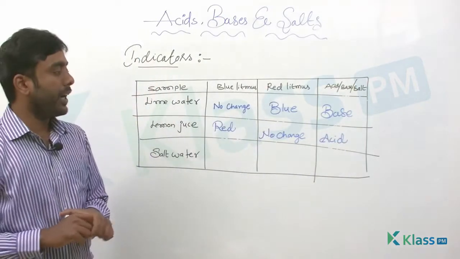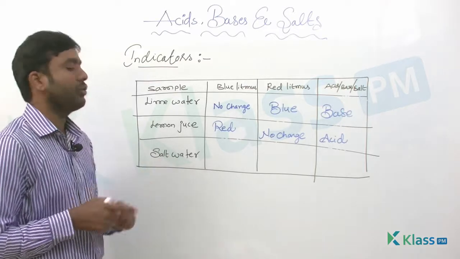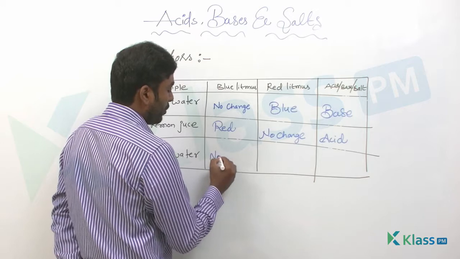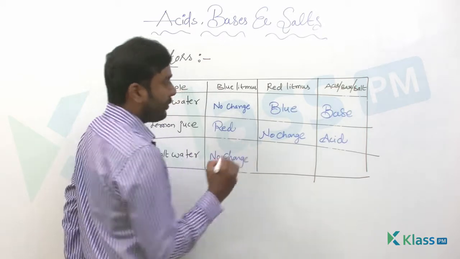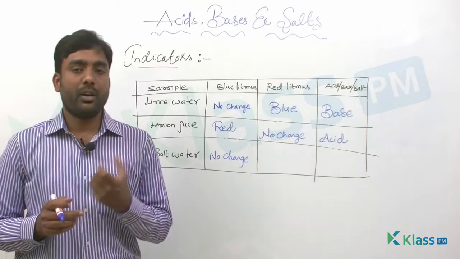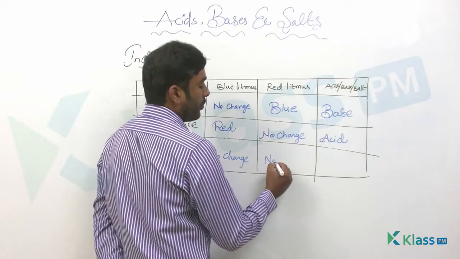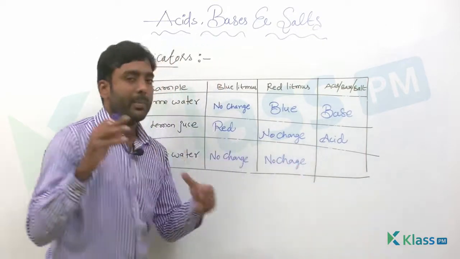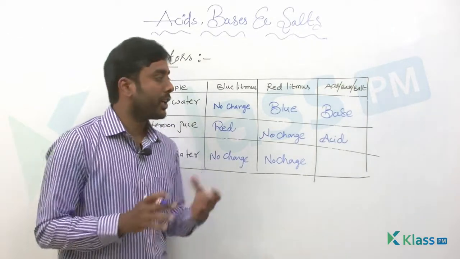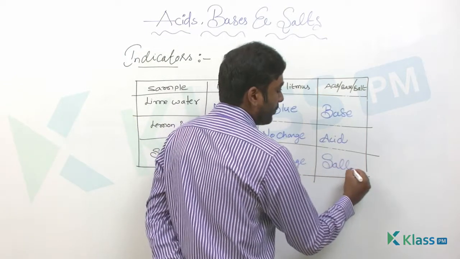Next, I have taken the blue litmus paper again and kept it in the beaker of the third solution, that is salt water. Then I found the blue litmus did not change its color. Then I have taken the red litmus paper and kept it in the salt water beaker, so there is no change in the color of red litmus paper. So red litmus paper color is not changed and blue litmus paper color also is not changed. Then I can conclude that the substance with me is a salt.